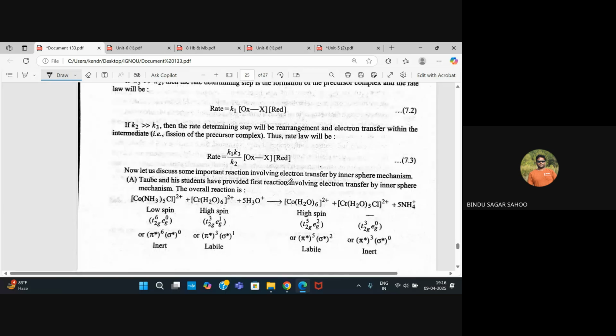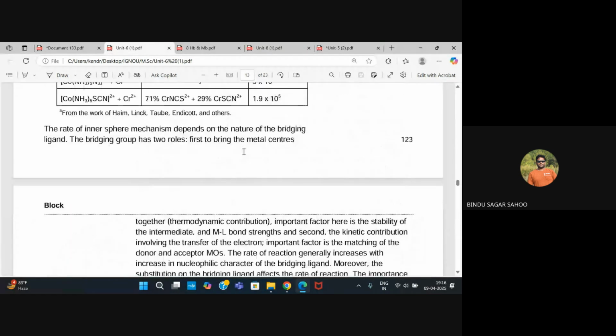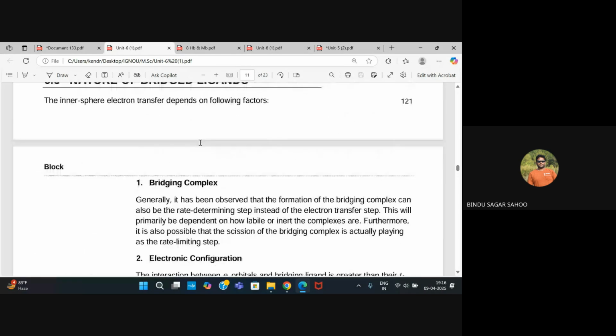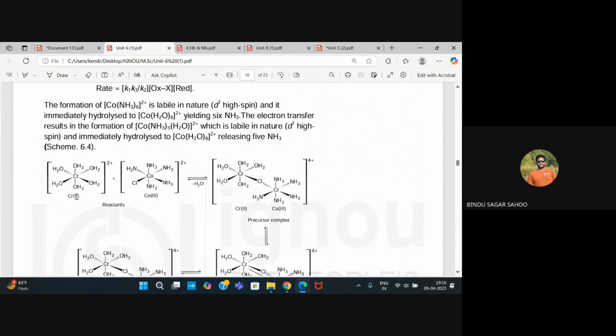So from a direct example also you can understand. Here we can see a direct example. We are taking chromium hexaaqua, and we are taking cobalt 3 plus pentaammine chlorine. And this chlorine will act as a bridging ligand. When it forms a precursor complex, you can see there will be removal of a water molecule from this side.